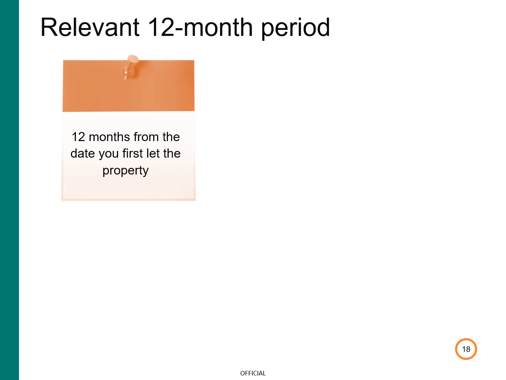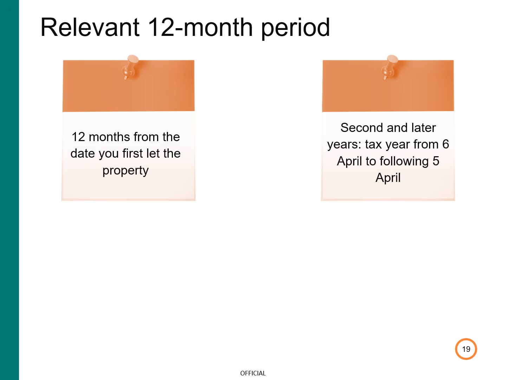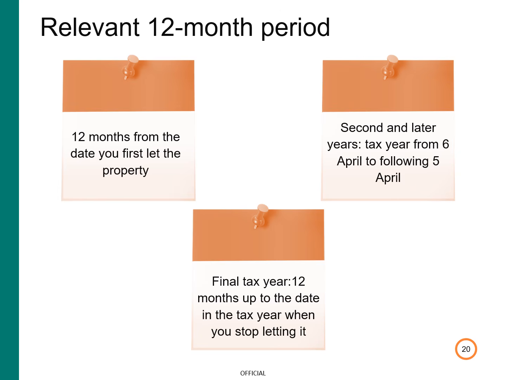For new lets, the relevant 12-month period is the 12 months from the date you first let the property. For second and later years, it's the tax year from the 6th of April to the following 5th of April. For the final tax year in which the property is let, it's the 12 months up to the date in the tax year when you stop letting it. Let's now look at each of the conditions.